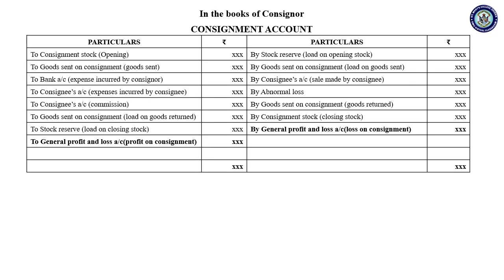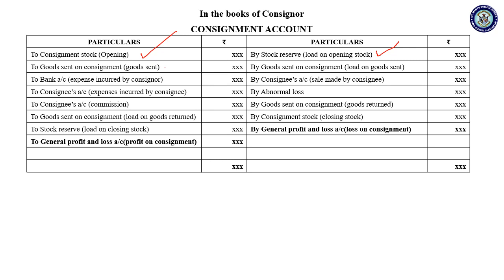If there is any loading in the opening stock, then you have to write it on the credit side, the opposite side. For the cost value, on the opposite side you write the loading. So the loading is always transferred to stock reserve. First, if there is opening stock, you write to consignment stock, then by stock reserve. If there is no loading, then this entry will not come. Only if there is loading should stock reserve come, otherwise it will not.